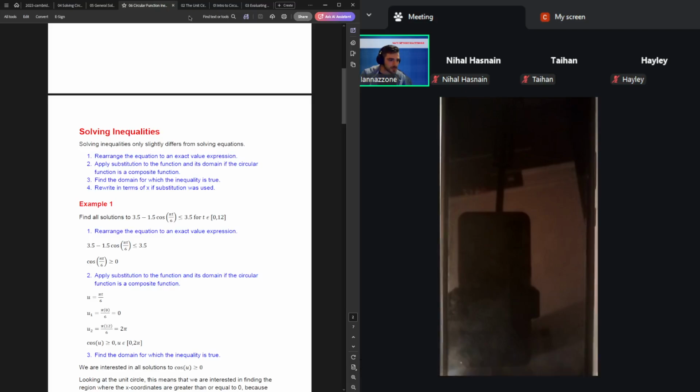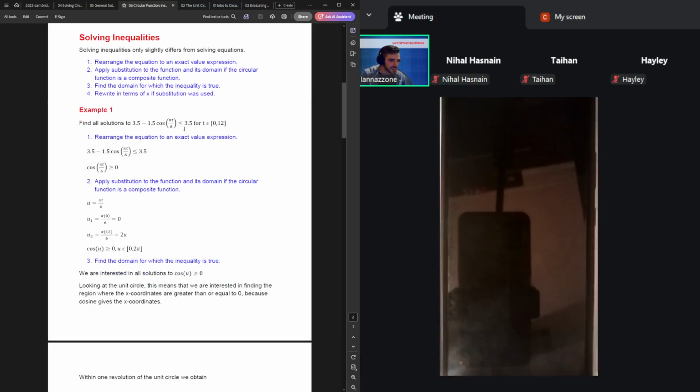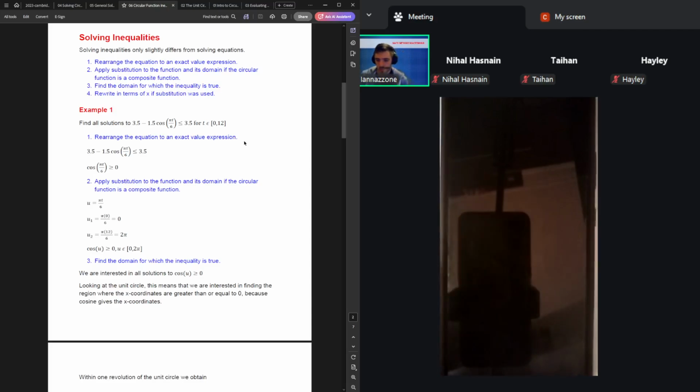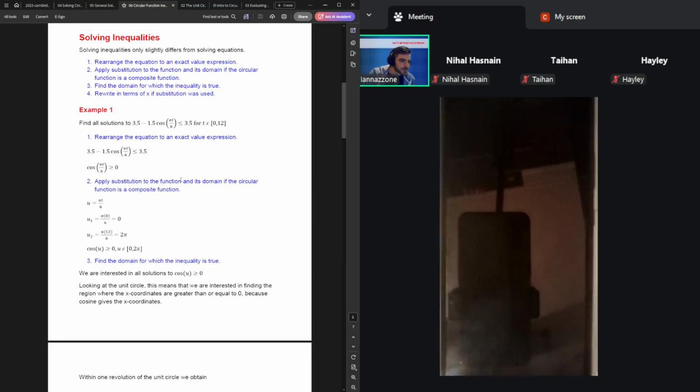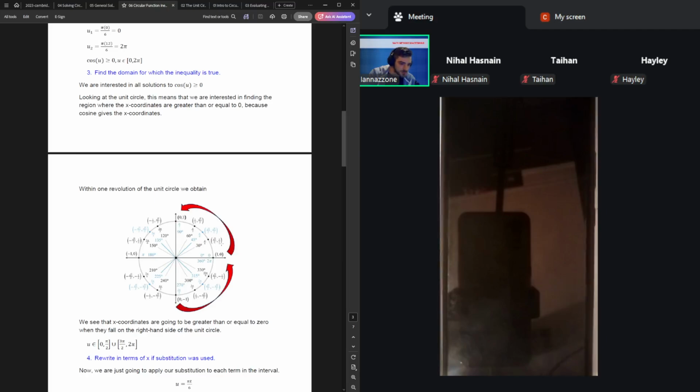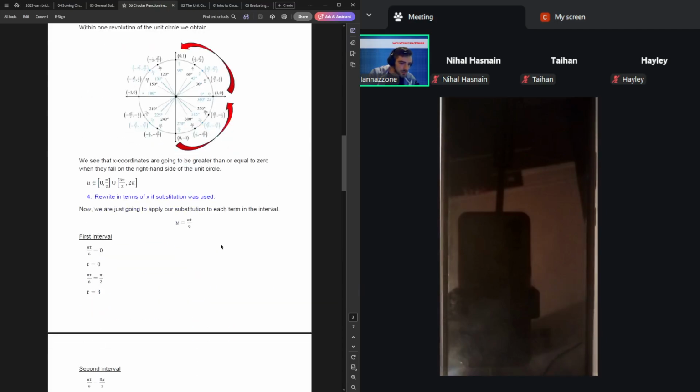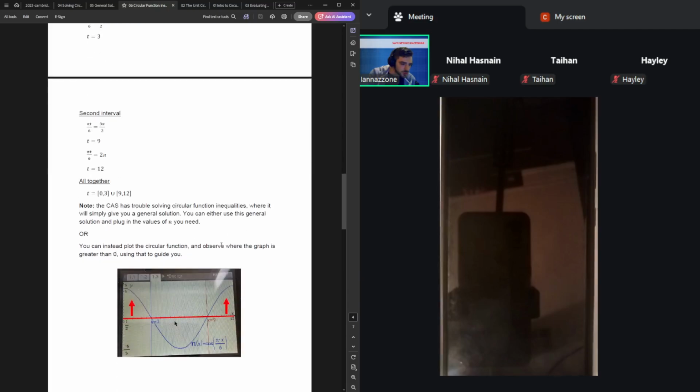The last little bit on here is on how we solve circular function inequalities. Now, I have a whole thing about how we can do this in a tech-free way. I don't think it's super relevant to watch in a tech-free way, because any circular function inequality thing outside of the textbook has always been a CAS question.